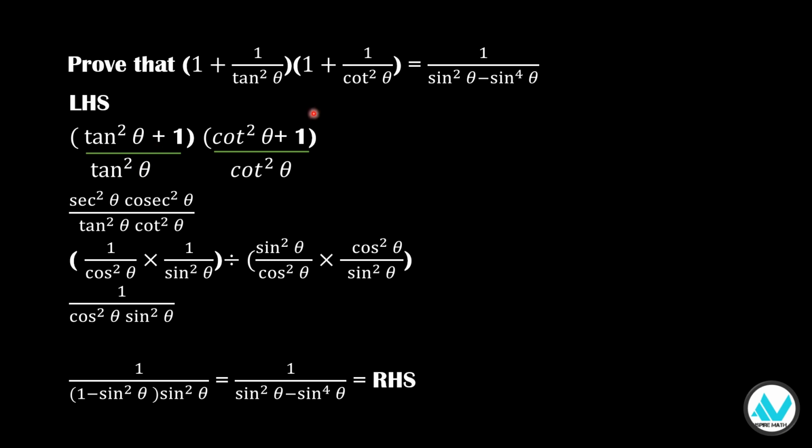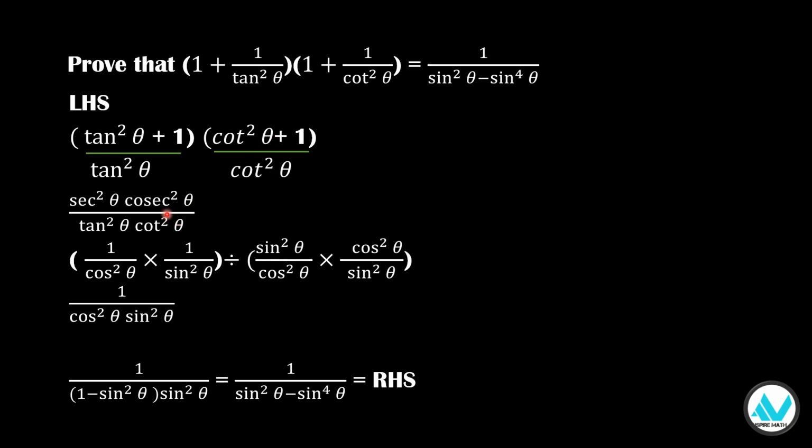Now for the second part, again we have the LCM here as cot²θ. So multiply the denominator by cot²θ and the numerator by cot²θ, which gives me (cot²θ + 1)/cot²θ. Now using the identities, tan²θ + 1 is nothing but sec²θ, and cot²θ + 1 is nothing but cosec²θ, divided by tan²θ into cot²θ.